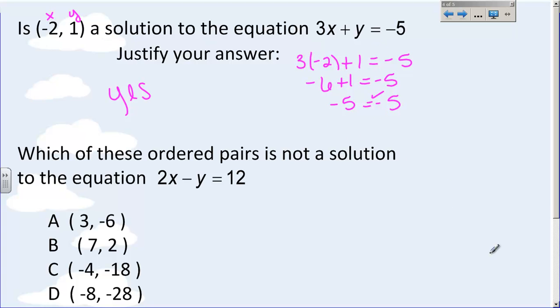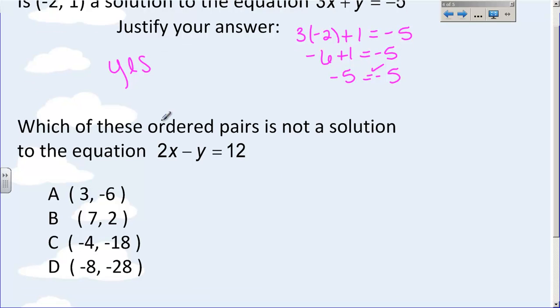It all works out. The next question asks which of these ordered pairs is not a solution. So now it's got the word not in there and I've got to find the one that doesn't work. So just more practice doing the same. If the answer is A, then I've got to plug in 3 for x and -6 for y. So I have 2 times 3 minus -6 equals 12. Make sure you keep up with your signs there. Well, minus a negative becomes plus because I leave, change. So 2 times 3 is 6 plus 6. That should equal 12. Well, if I check that, yes, 12 really does equal 12.